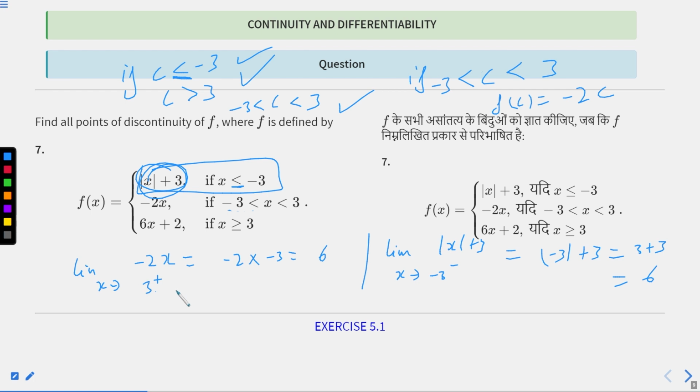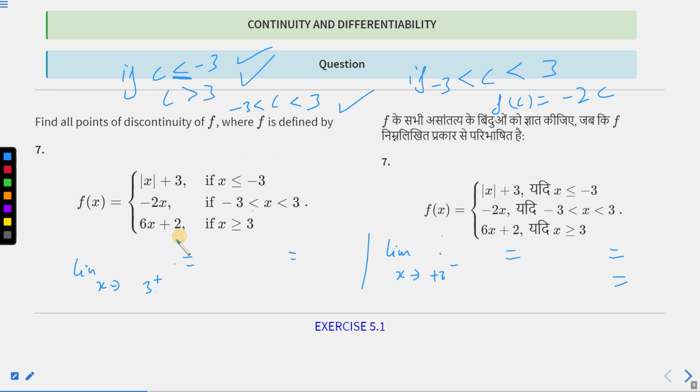Quite simple. For plus 3, I have to check the limits. The right hand side for plus 3 will be this function, 6x plus 2, so 6 multiplied by 3 plus 2 means 20. And the left hand side for plus 3 will be this one, minus 2x, which is minus 2 multiplied by 3, just minus 6. As you can see, the left hand and the right hand side limits are not equal.